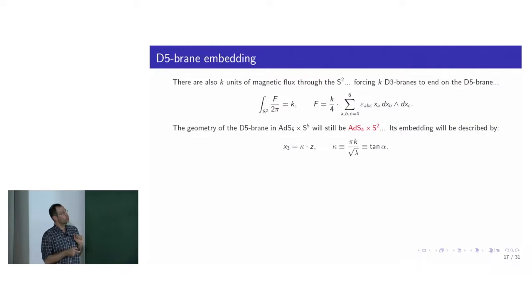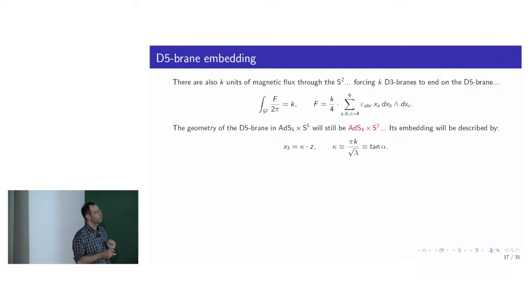But one can show, by going, of course, to the DBI analysis, etc., that the geometry will still be AdS4 × S2, and it will be stable. So even if k is 0 or k is non-zero, this geometry of the brane is stable against perturbations. And moreover, the embedding of the D5 brane will be described by these equations here, where this is actually fluxed in the units of inverse square root of lambda.